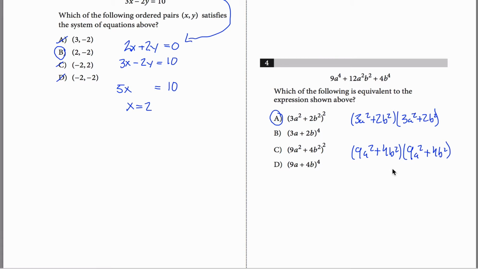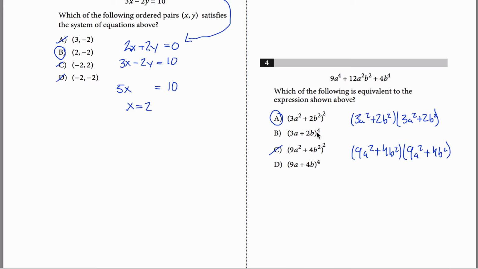And I'm not going to bother to do it because, in the pressure of a test, you wouldn't want to expand all of these. But just note, if you were to FOIL these out, the F in FOIL would be 9a squared times 9a squared, which is 81a to the 4th, which is not what you have up here. Therefore, that cannot be the answer.